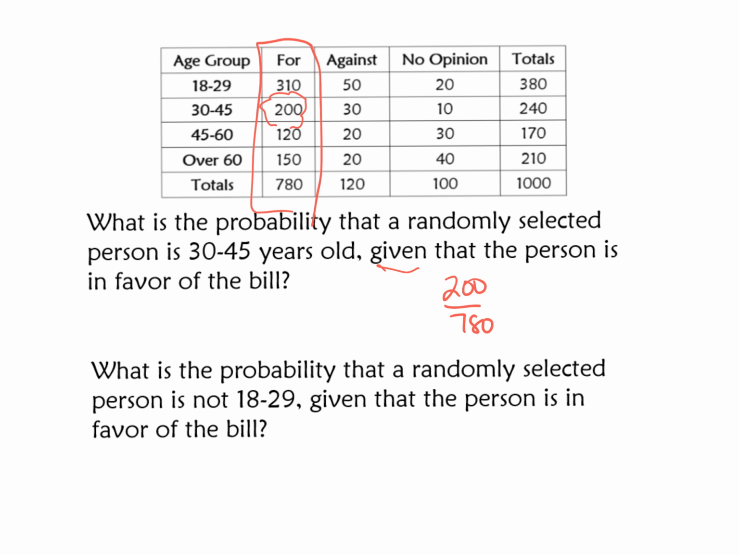All right, for the next one, what is the probability that a randomly selected person is not 18 to 29, given that the person is in favor of the bill? All right, so again, we're looking for in favor, so that's for the bill. Okay, not 18 to 29, so not the 310. I'm looking at everybody else. Okay, so it's still out of 780 because we're still talking about that category, but now I need to add my 200, my 120, and my 150, and that gives me 470. So 470 out of 780. And you can, again, leave those as fractions or put those in decimals. It does not matter.